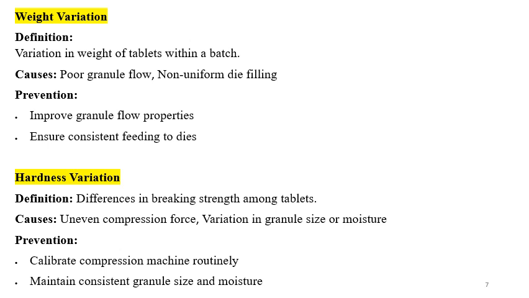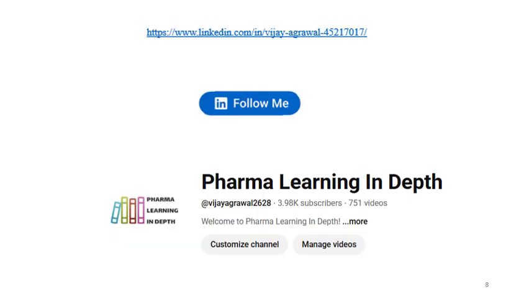Causes of the hardness variation are uneven compression force, variation in the granule size or moisture. Many of the times weight variation can also lead to hardness variation. Because of the tooling also it can happen. Prevention is by calibrating the compression machine routinely, maintaining the consistent granule size and moisture, and maintaining the weight. Also have the proper control over the compression parameters.